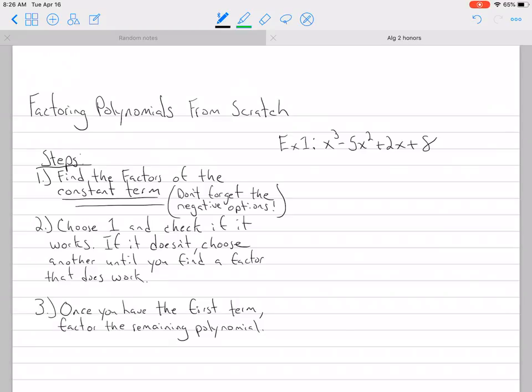We are talking about factoring polynomials from scratch. So we don't give you the first, what's that thing called? The first factor. And you just got to make it happen. All right, so here we go.